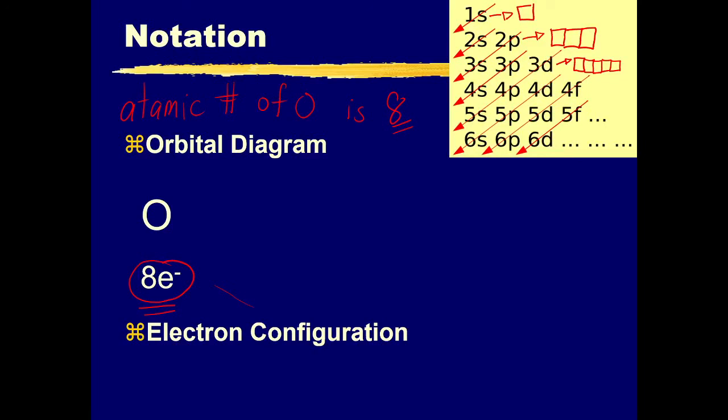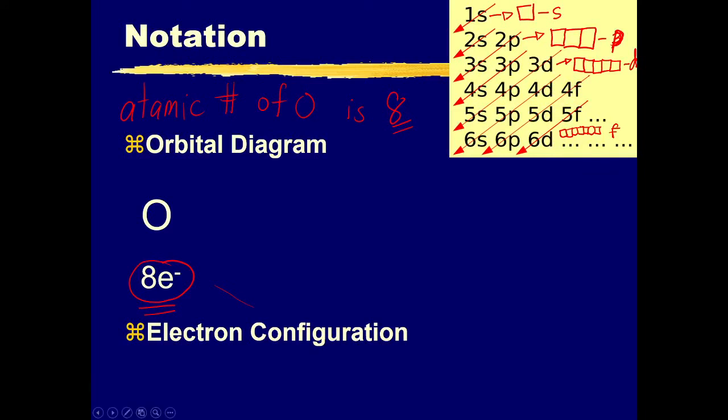Again, ang S nato kay 1. Ang P nato is 3 boxes. Okay? For the P, we have 3 boxes. For the D, you have 5 boxes. For the F, how many boxes for the F? 7. There you go. So we have 1, 2, 3, 4, 5, 6, 7 for the F subshell.